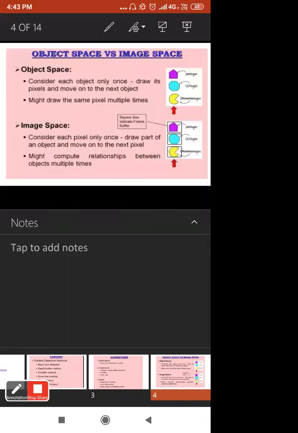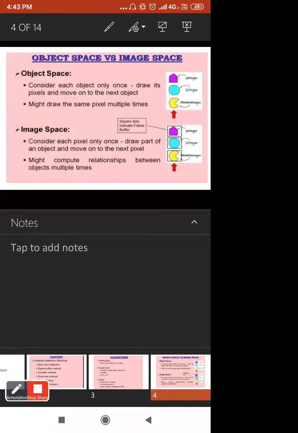Like in object space we might draw the same pixels multiple times. So here in image space we might compute the relationship between objects multiple times. So that is the difference between these two.